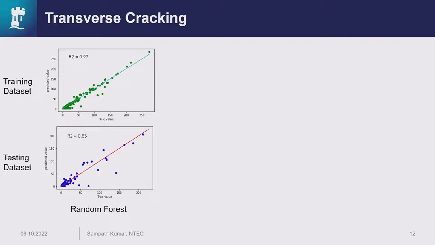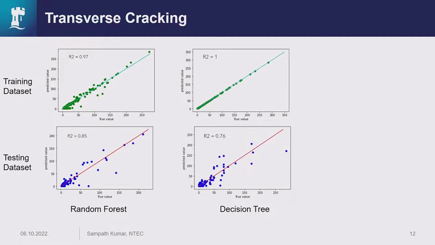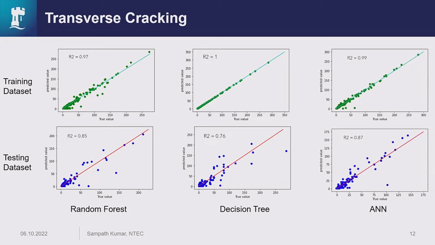R square is the coefficient of determination, to give you an idea how accurate our model is. For the training data set, we got around 0.97 R square score, whereas for the testing data set, we got around 0.85. Similarly, for decision tree, of course, we have some issue of overfitting on the training data set, but for the testing data set, we got an R square of 0.76. Similarly, 0.99 for the training data set when we use artificial neural networks, and 0.87 for the testing data set. So this is for transverse cracking.